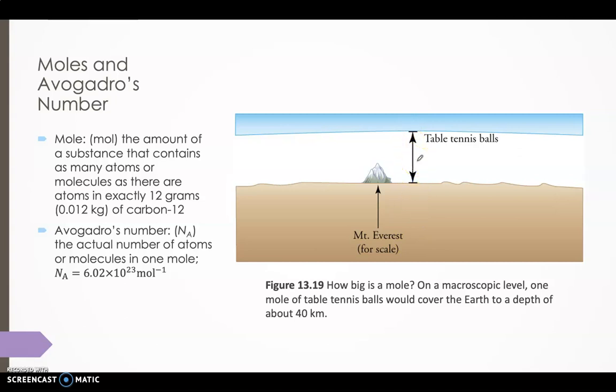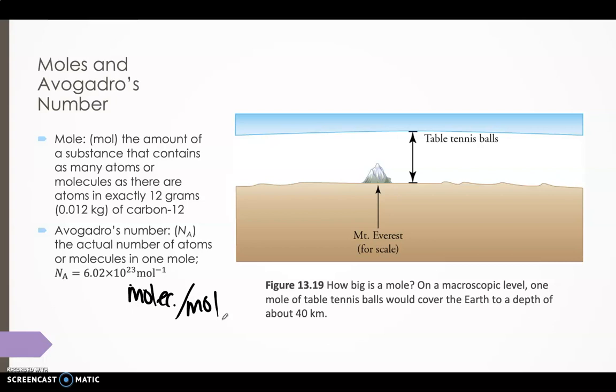And Avogadro's number is the actual number of atoms or molecules in 1 mole. That value remains constant. It is 6.02 times 10 to the 23rd molecules per mole. You can just state per mole, or you can say molecules per mole.